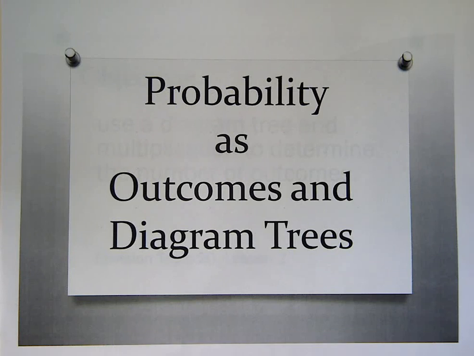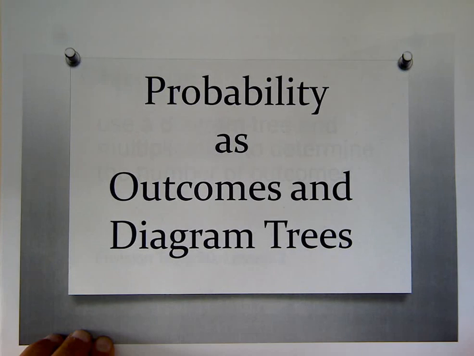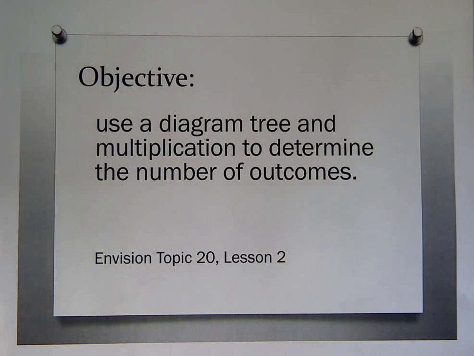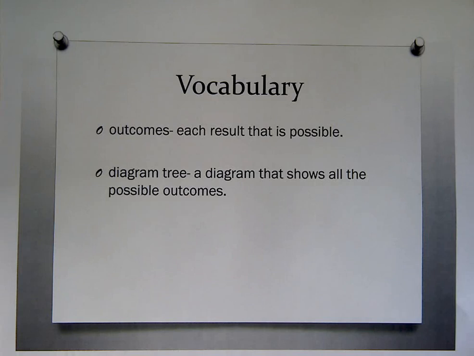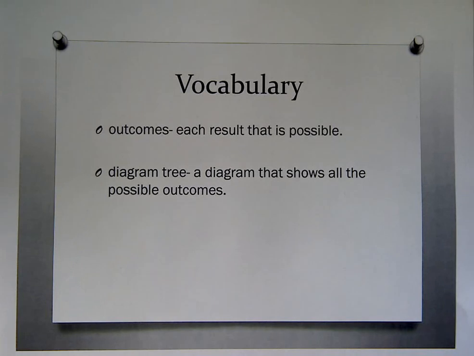Today's lesson will focus on outcomes and diagram trees to solve for probability. The objective of this lesson is to use a diagram tree and multiplication to determine the number of outcomes. This is the second lesson in topic 20 of Envision. These are the vocabulary words that you will need for this lesson.